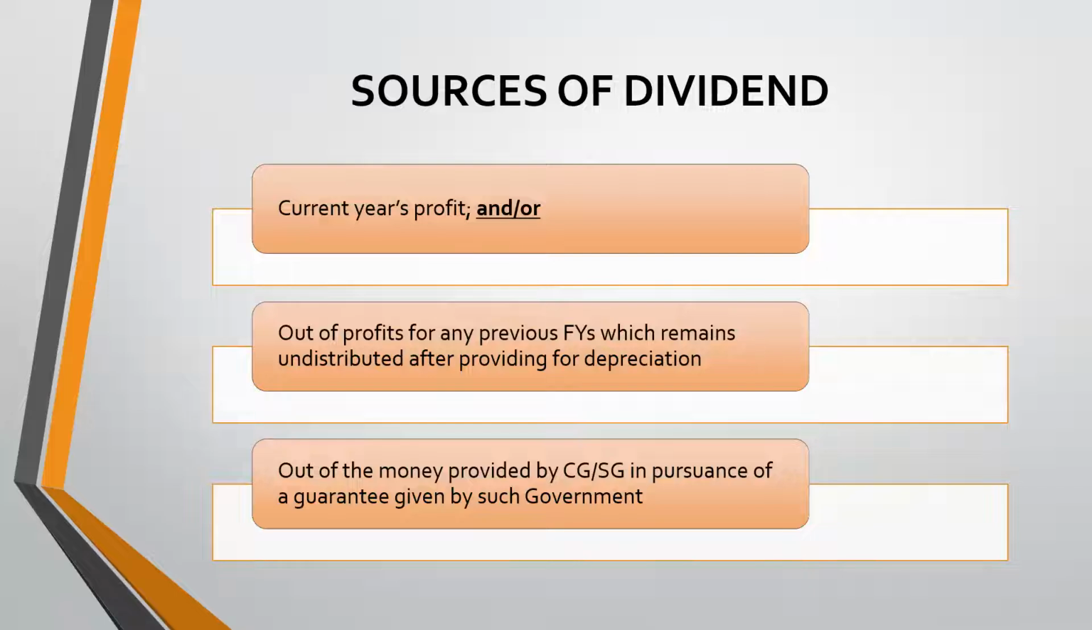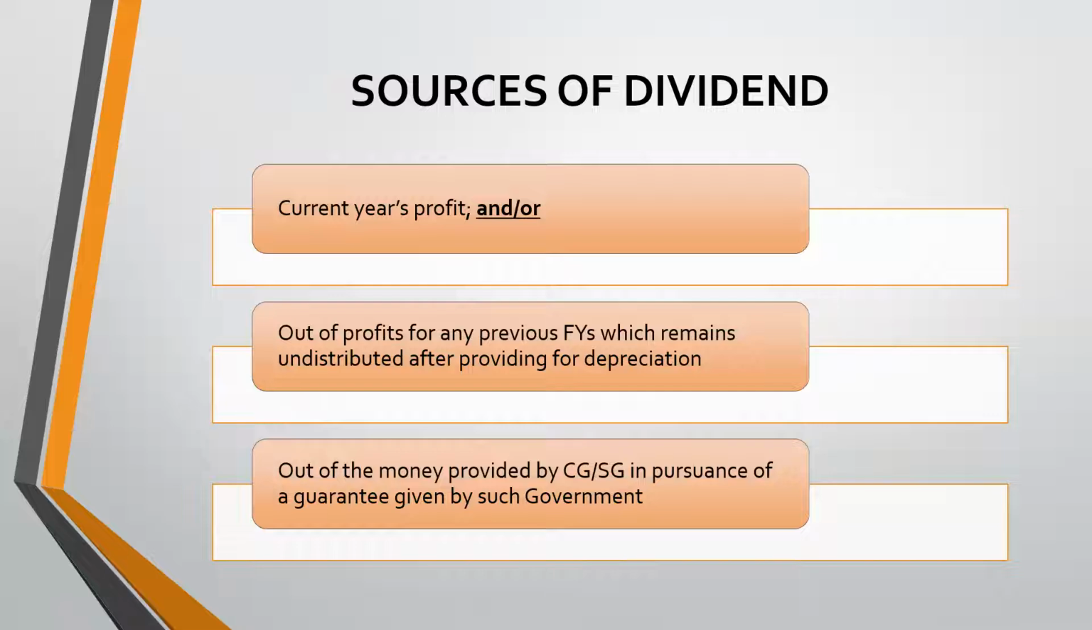Moving on to our next slide, let's discuss the sources of dividend. We all know that basically there are three sources. First, a company can declare dividend from the current year's profit. Then out of profits for any previous financial year which remain undistributed after providing for depreciation. Now there is a catch here: dividend shall not be declared unless carried over previous losses and the depreciation not provided in the previous year are set off against the current year profit.